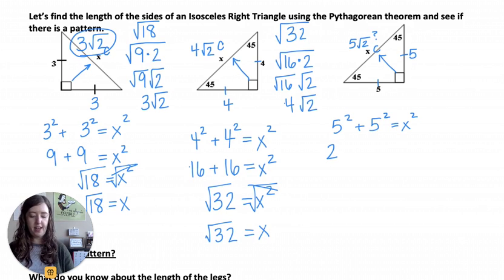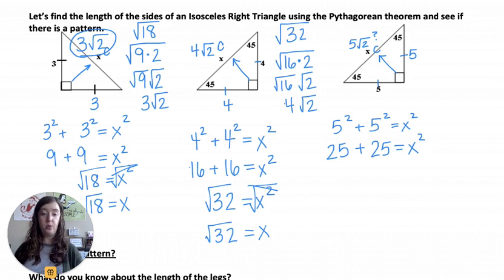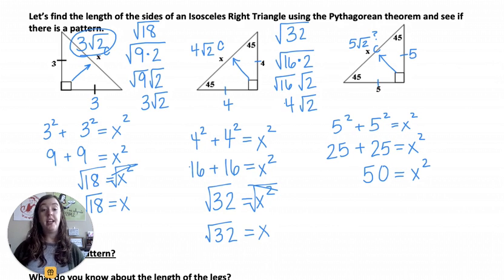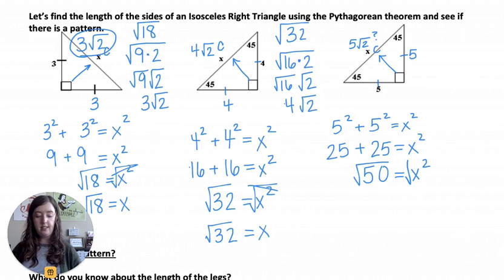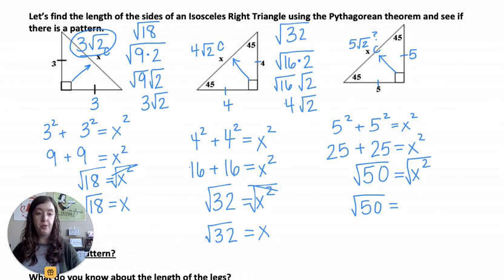5 squared is 25. Plus 5 squared is 25 equals x squared. And we know that 25 plus 25 is 50. To get rid of the squared on my x, I'm going to take the square root of both sides. I have the square root of 50. The squared and square root cancel out. So I'm just left with x.